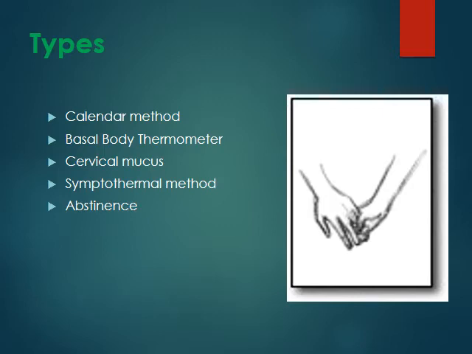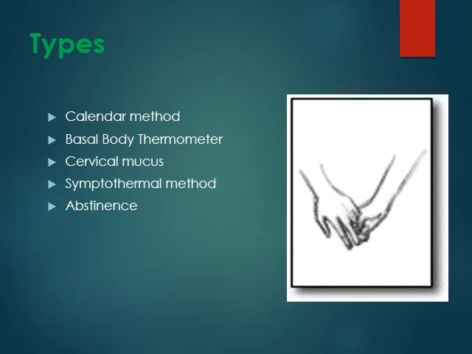Basal body thermometer method, that's where they take their temperature every day. They have to be very, very vigilant about this, take the temperature before they get out of bed, chart it, document it, watch for the increase and drop, which is when they're ovulating, and avoid intercourse on those days.